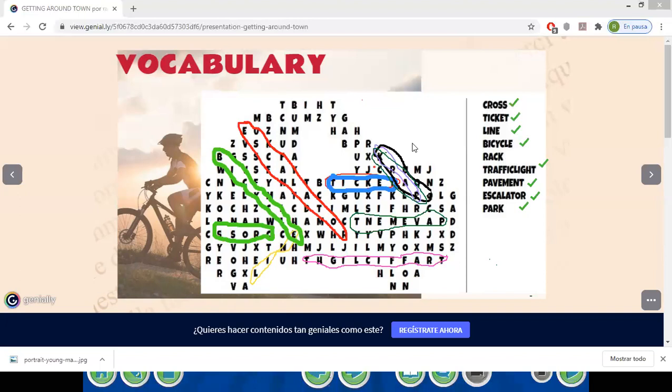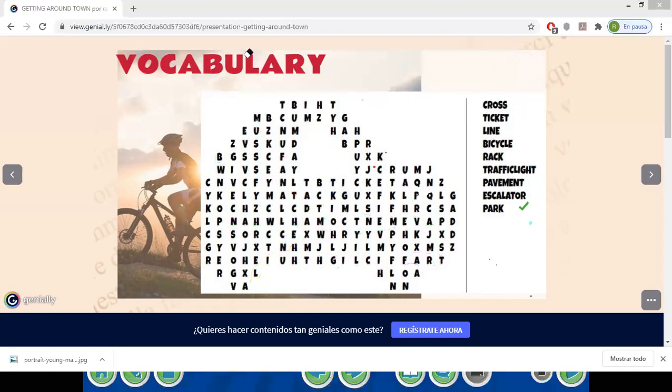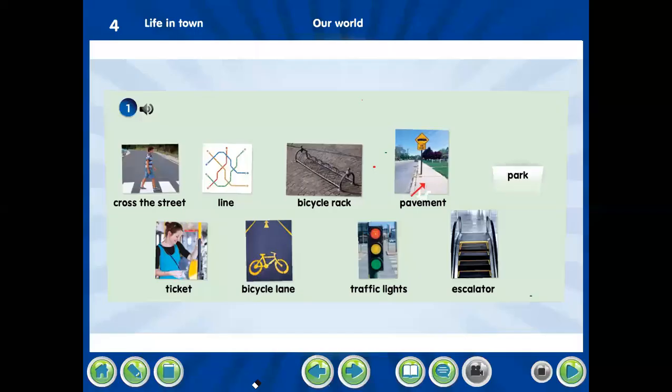Okay. We finish with this activity. Thank you. I'm going to enable that. Good. This is our vocabulary, okay? Now, some students, please read the vocabulary, okay? Some of you are going to read the complete vocabulary.